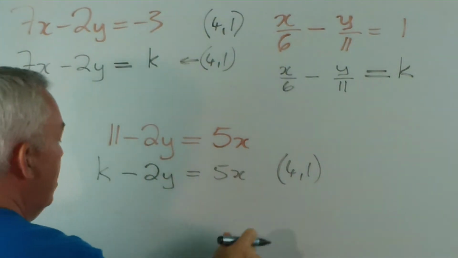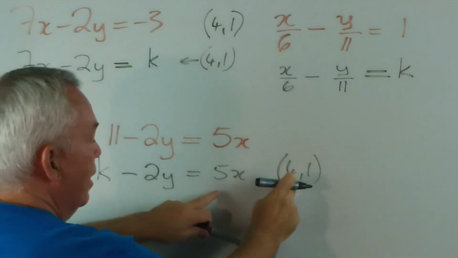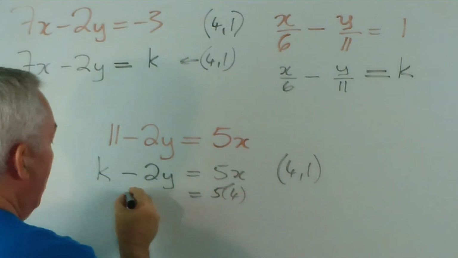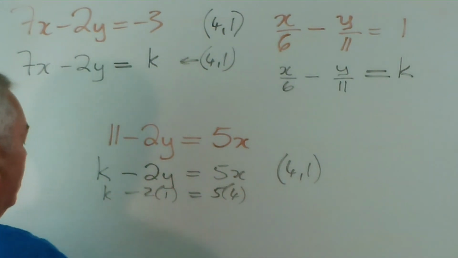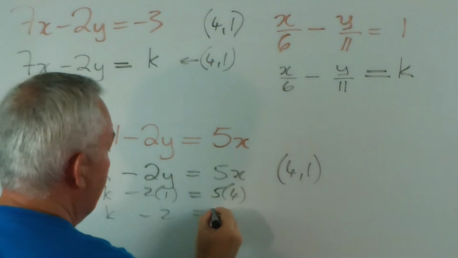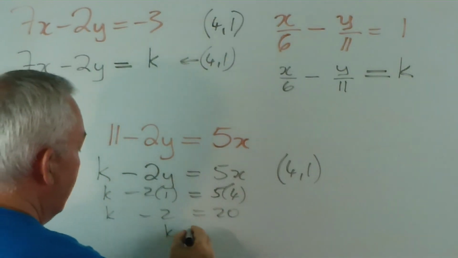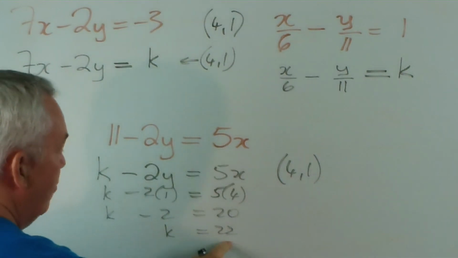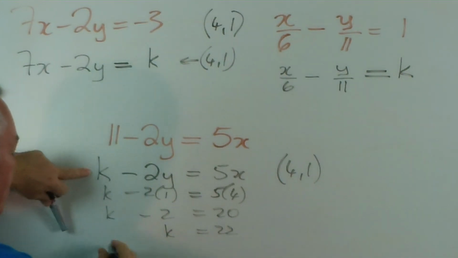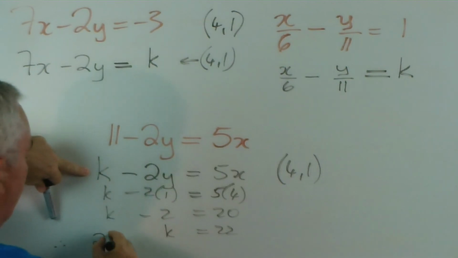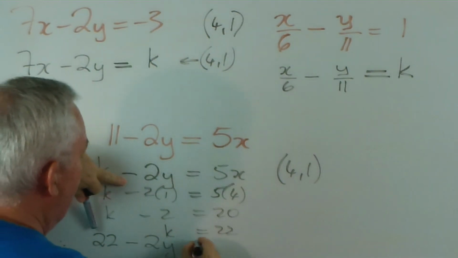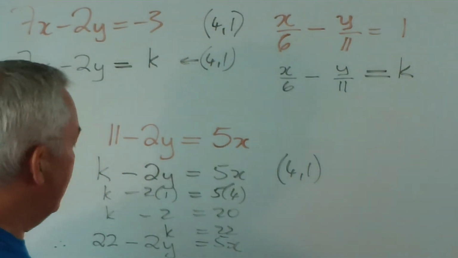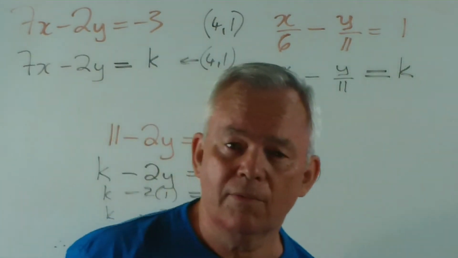I'll do it very quickly here. Can't help myself. X is worth 4, so this will be 5 lots of 4. Y is worth 1. So k minus 2 equals 20. Add 2, k is 22. Therefore, the parallel line, now that we know the k value, would be 22 minus 2y equals 5x. It literally just takes 4 or 5 lines of work.